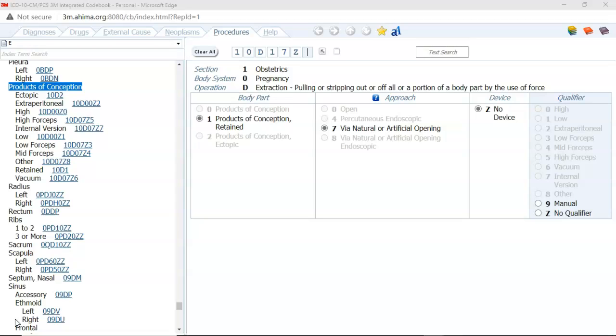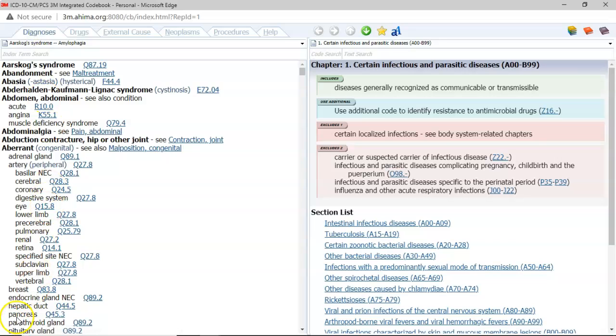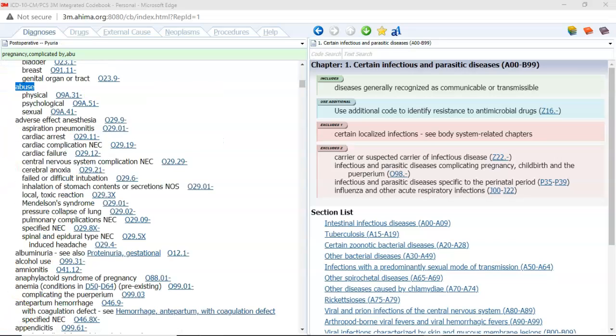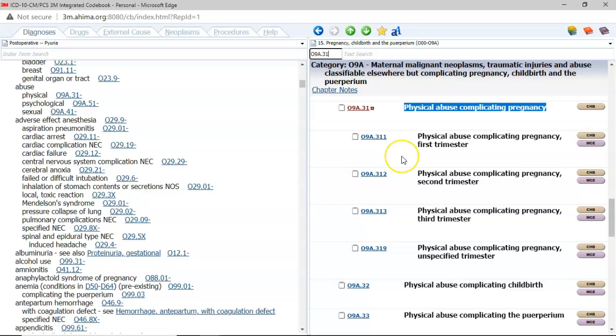In this example, a patient's admitted at 37 weeks in active labor. She was physically abused by her spouse. She has a normal vaginal delivery. Well, because she's been physically abused, we cannot use the delivery code of O80. So in the index, we're going to pregnancy complicated by abuse. And she may have had physical, psychological, and sexual abuse. We're going to look at physical abuse.